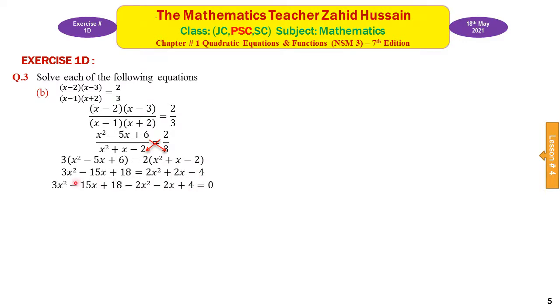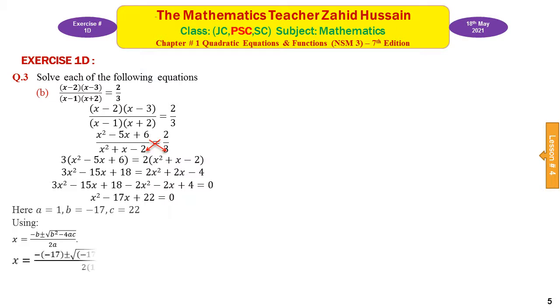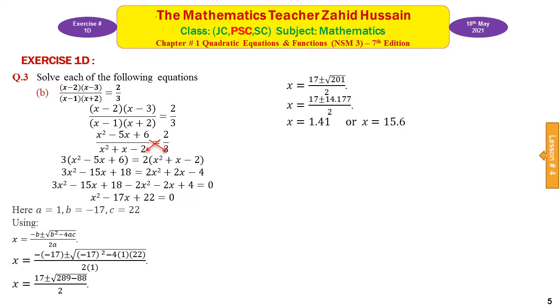Transfer all the terms on the left hand side. Simplify, we will get this equation: x square minus 17x plus 22. Now this cannot be factorized. We cannot solve this by factorization. So we will use the quadratic formula where a is equal to 1, b is equal to minus 17 and c is equal to 22. Put the values in this formula, simplify, and we will get two values of x. So this is the answer of this question.